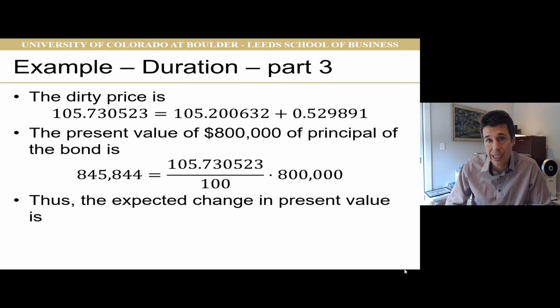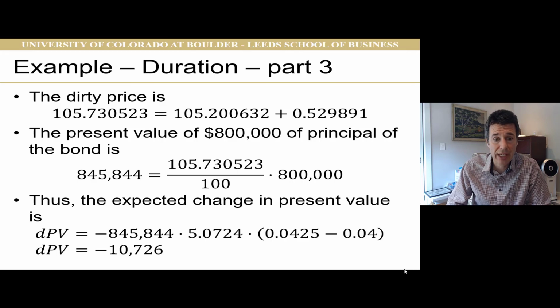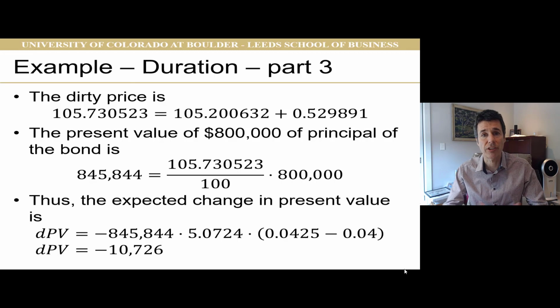And then our estimated change in present value is negative present value times modified duration times the change in yield, 0.0425 minus 0.04, or we expect to lose $10,726 if interest rates go up from 4% to 4.25%. We could have used the Macaulay duration formula, where instead of putting 5.0724, we put in the Macaulay duration, but then we divide by 1 plus 4% divided by 2, and we end up in exactly the same place.